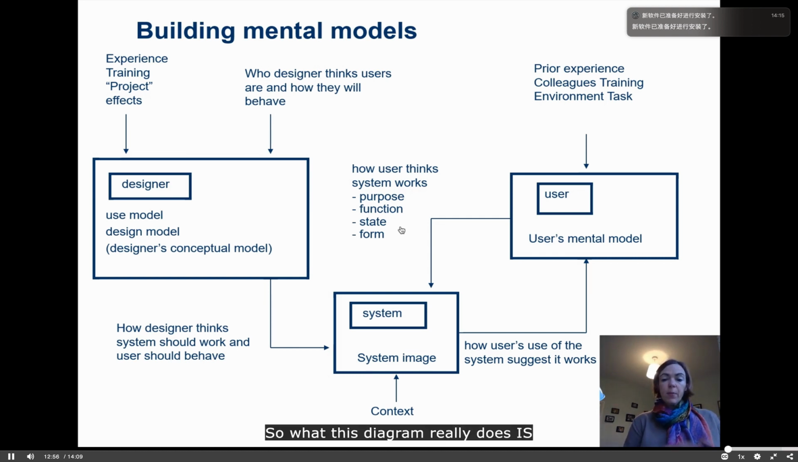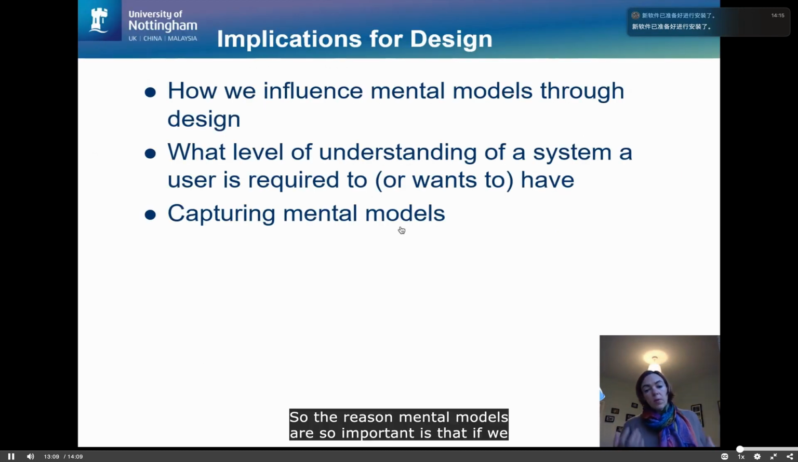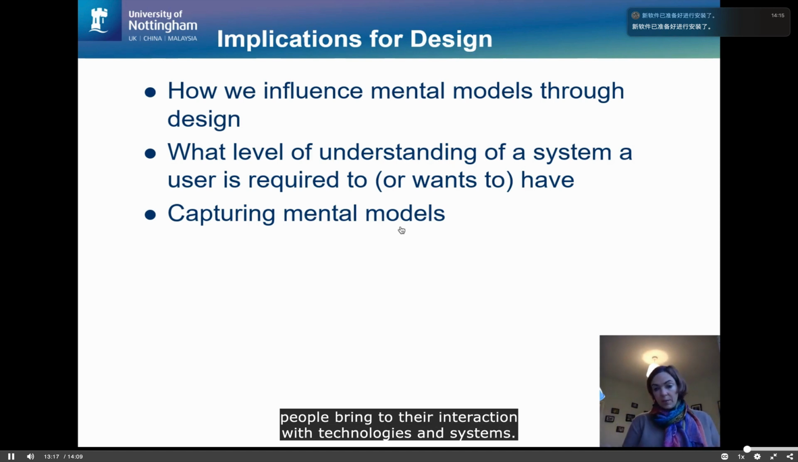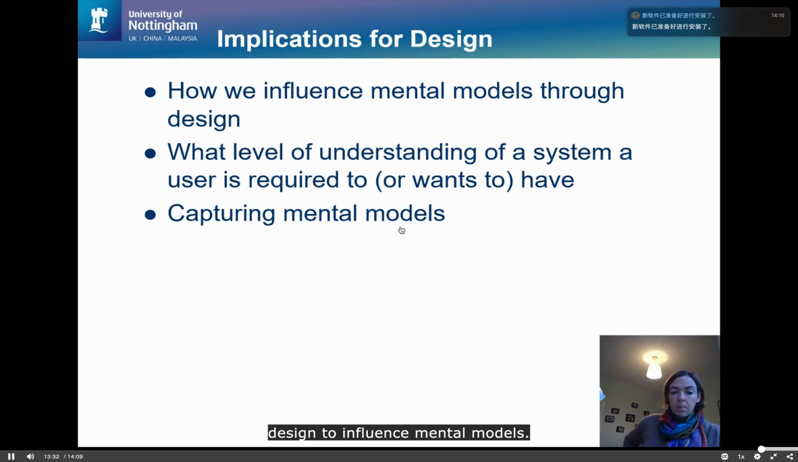So what this diagram really does is remind you of the relationship between the designer, the system, and the user. So the reason mental models are so important is that if we assume mental models are things that people bring to their interaction with technologies and systems, they have a very strong influence on the way in which that period of use actually takes place. And therefore, we can think about how we can design to influence mental models.